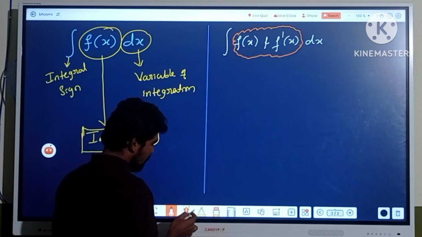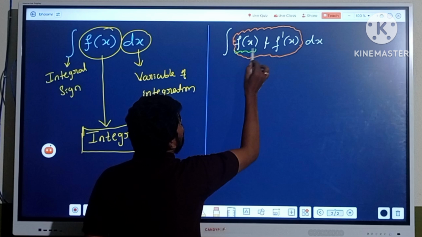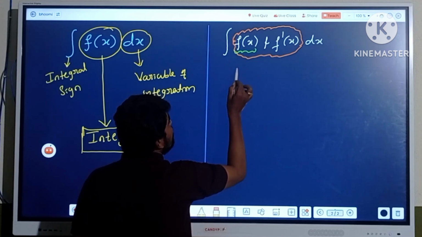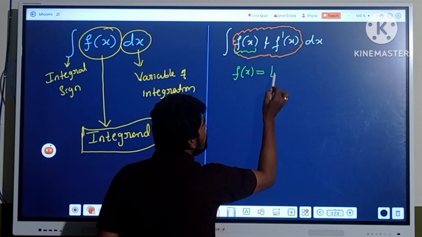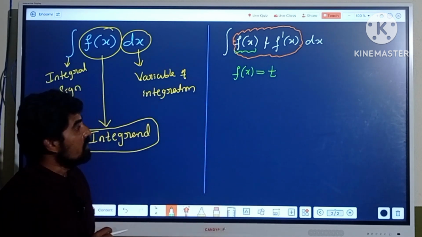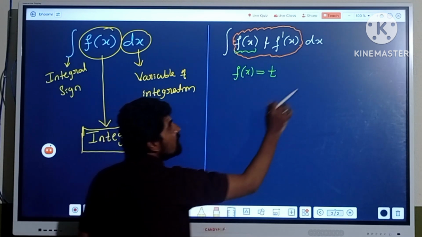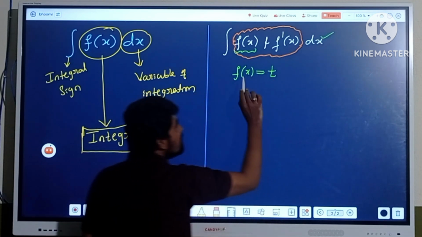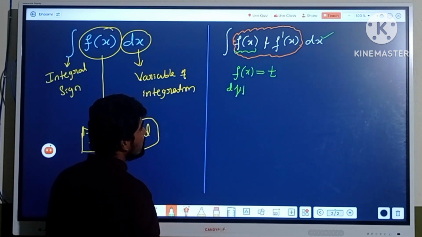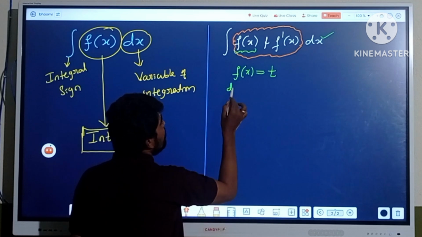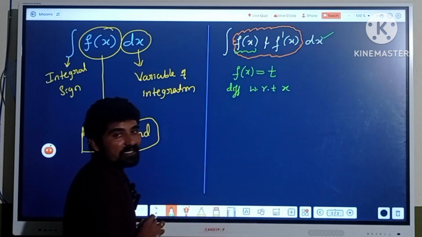In such type of integral problems, we need to substitute this function, f(x), with another variable t. If I substitute the function f(x) = t, we need to integrate with respect to x. That's why we need to differentiate this function with respect to x.